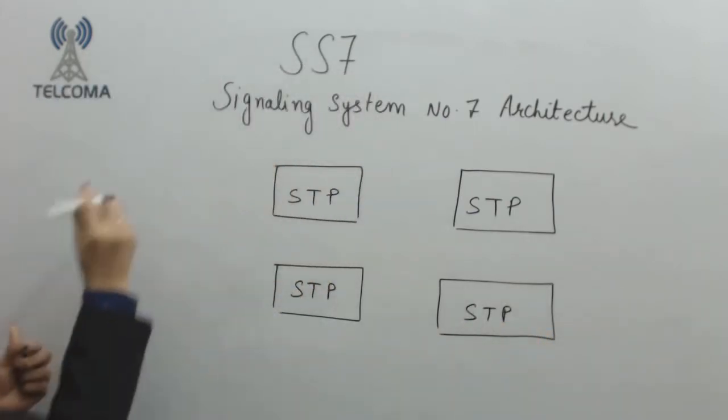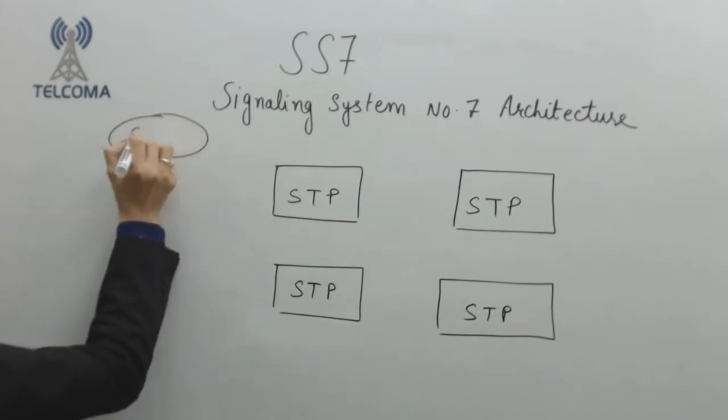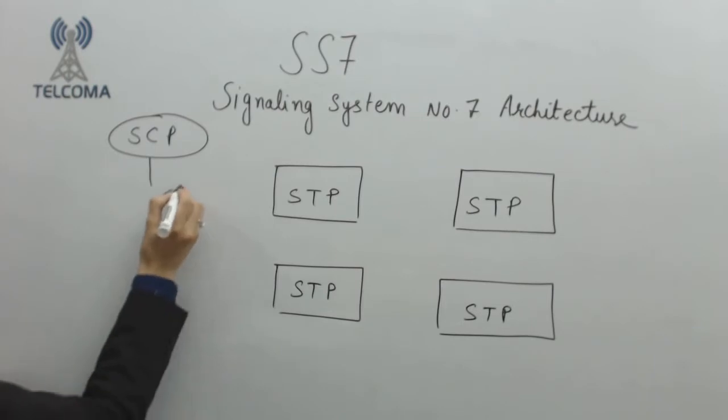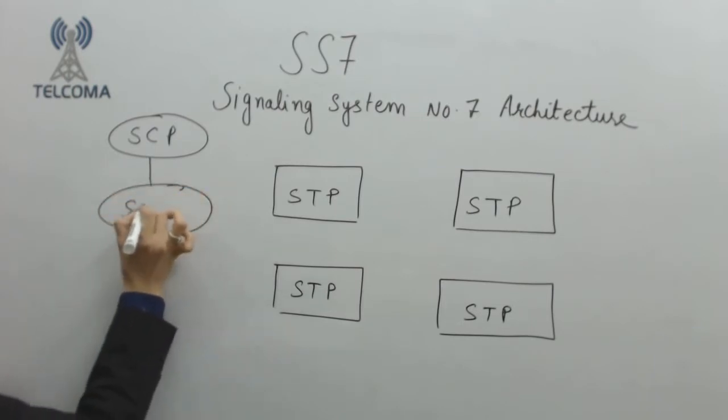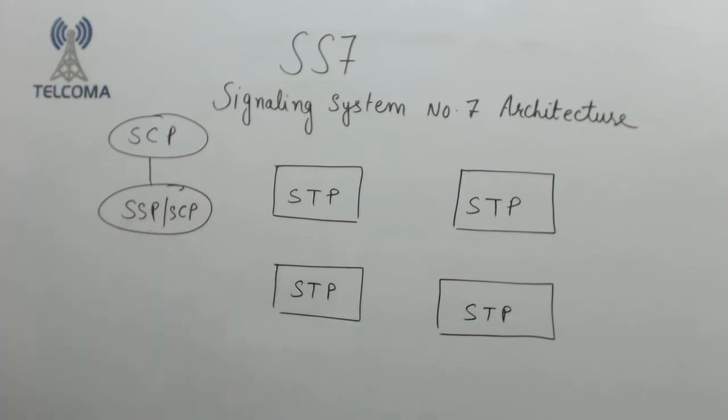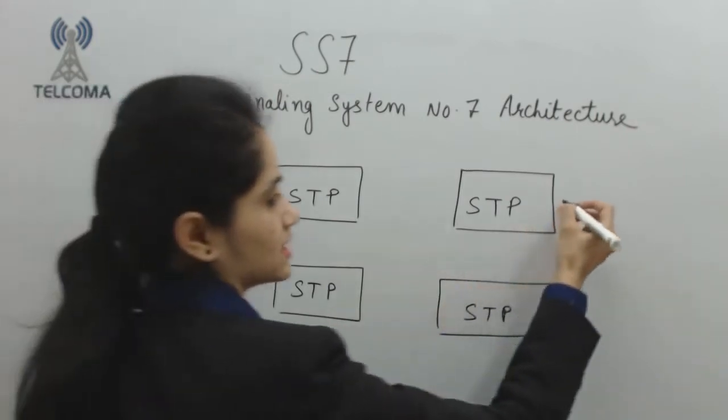Now, this one is connected to SCP. Now, SCP is connected to SSP or SCP. Now, the architecture has these node entities connected.